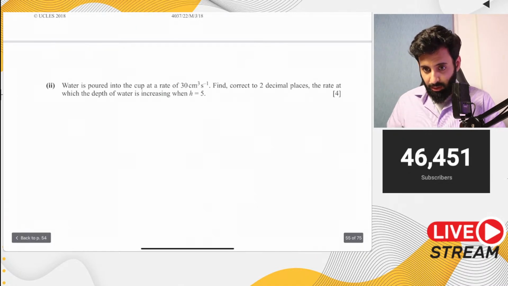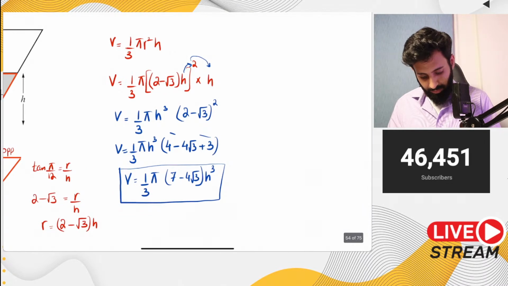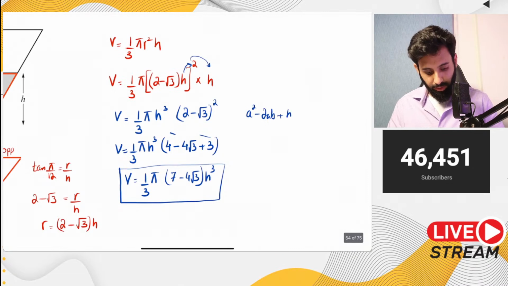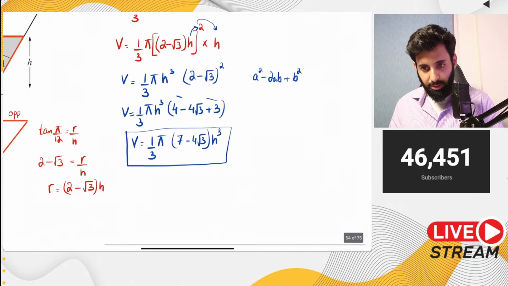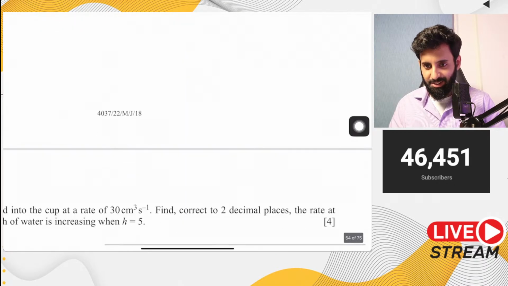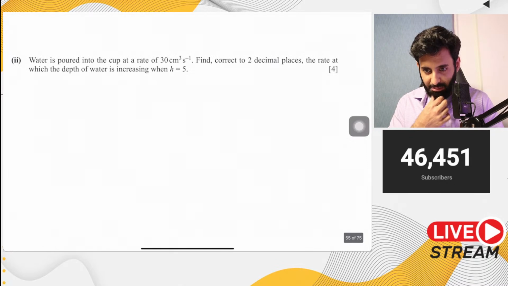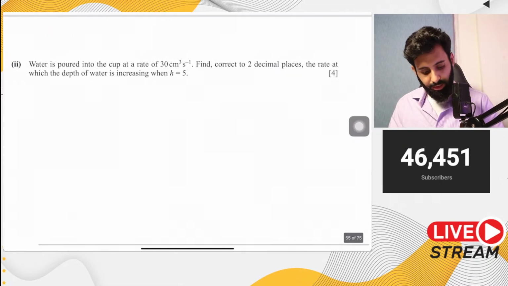to 5. Why 4 under root 3? Okay, we've used the identity over here: a square minus 2ab plus b square. So 2 into 2 into under root 3 makes it 4 under root 3. Yeah, use the identity. Would have done it if I didn't make the silly mistake of taking pi by 6 instead of pi upon 12. Okay, fair enough.